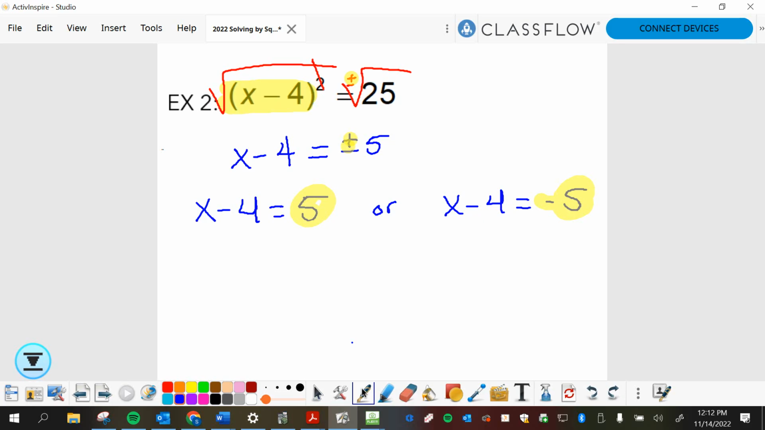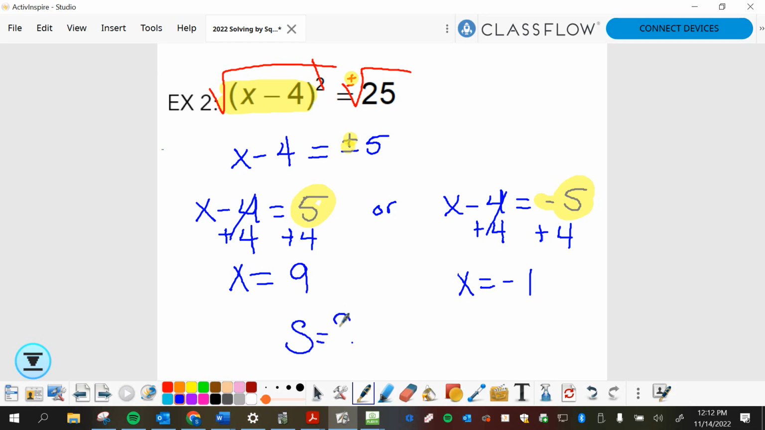Why do I have to do that? Because I don't have this x here. I have x minus 4. So to solve, we got to add 4, right? Oh, sorry, I got to write plus 4. 5 plus 4 is 9. And then we come over here and we add 4. Negative 5 plus 4 is negative 1, right? So here's our solutions. Our solutions are 9 and negative 1.